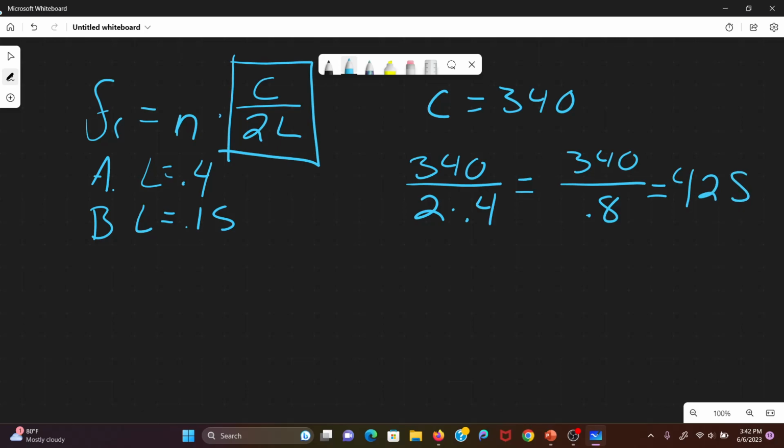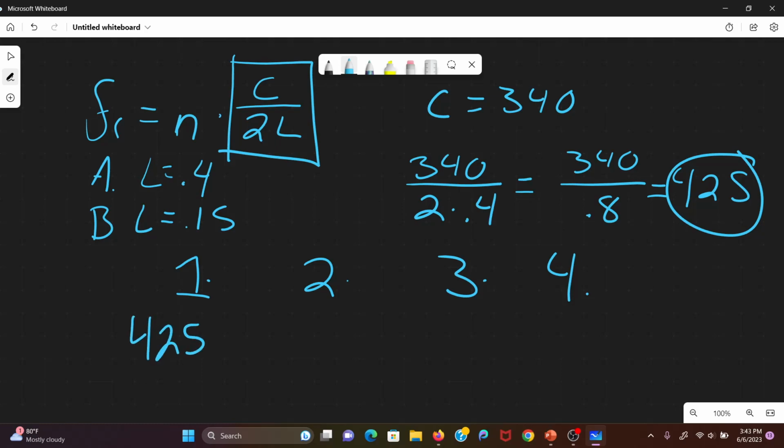So now we're going to solve for our harmonics. We've got harmonic 1, harmonic 2, harmonic 3, and harmonic 4. In this case, we're just going to multiply these harmonic numbers by this that we just solved for. Well, 1 times 425 is 425. 2 times 425 is 850. 3 times 425 is 1275. And 4 times 425 is 1700. Okay, there we go. That's your answer.